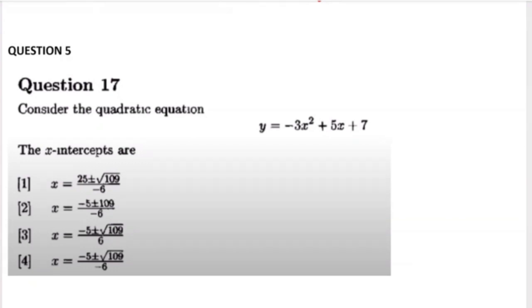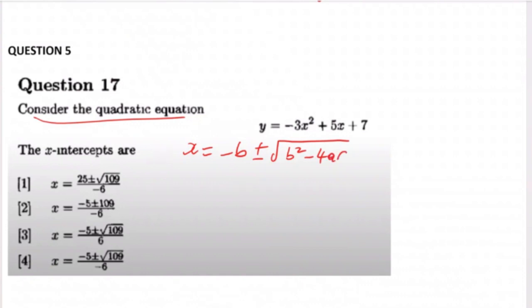Okay, so here's another one. Consider this quadratic equation. We need to find the x-intercepts. Remember, what is the formula for x-intercepts? We've got x is equal to minus b plus or minus the square root of b squared minus 4ac, all divided by 2a. That is the formula for our x-intercepts.